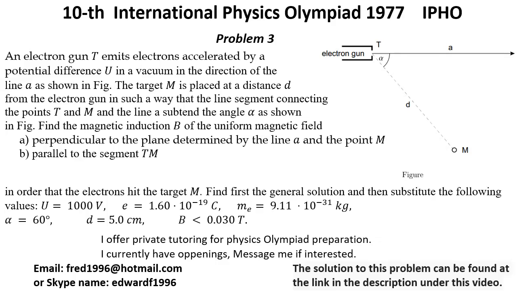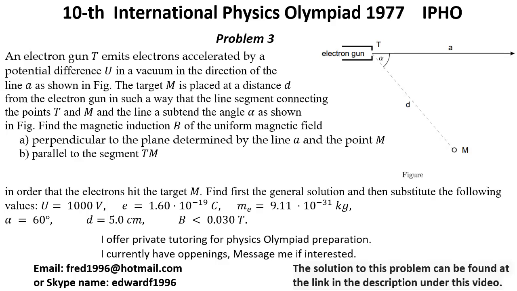IPHO 1996. Problem number 3. An electron gun T emits electrons accelerated by a potential difference U in a vacuum in the direction of the line A as shown in this figure. The target M is placed at a distance d from the electron gun in such a way that the line segment connecting the points T and M and the line A subtends the angle alpha as shown in this figure.